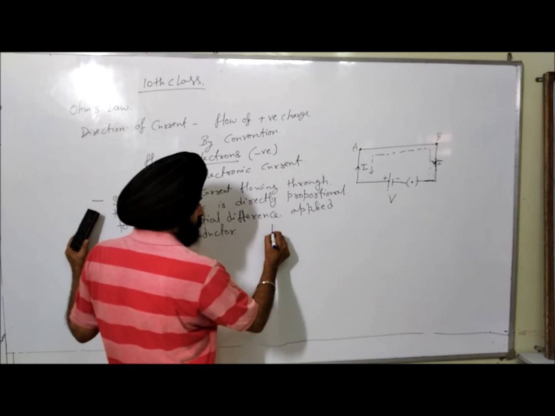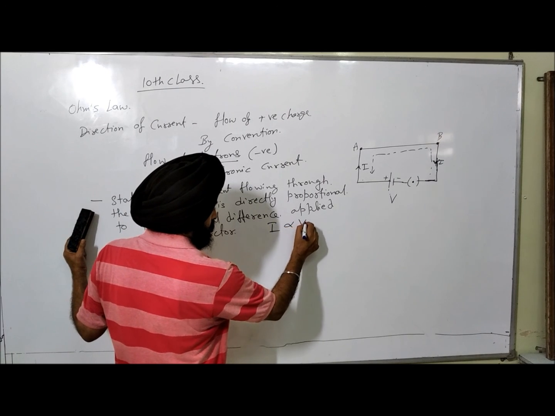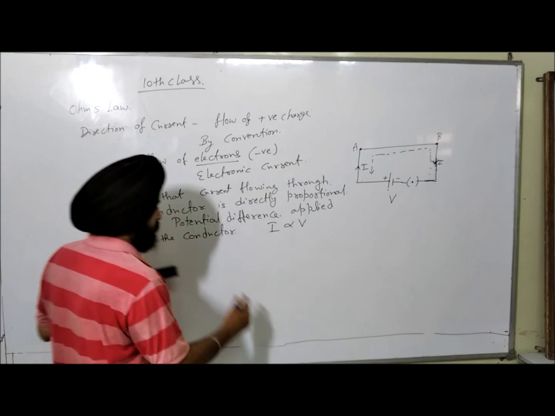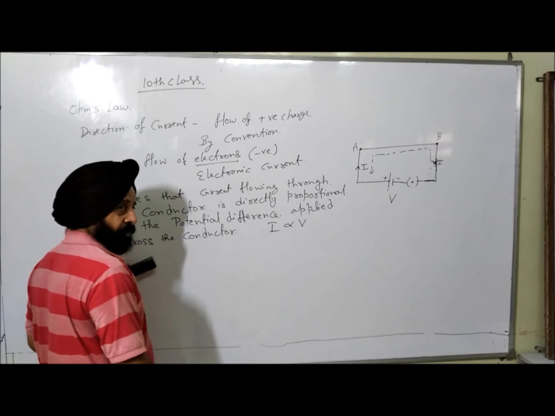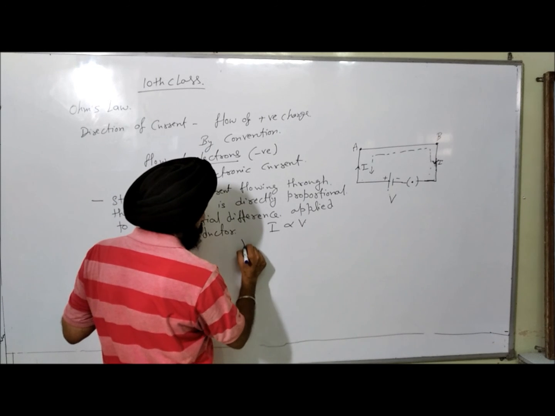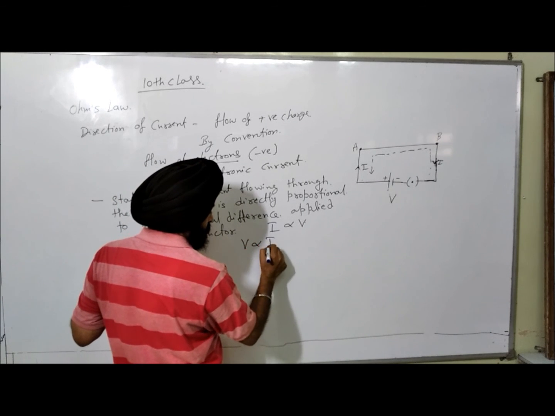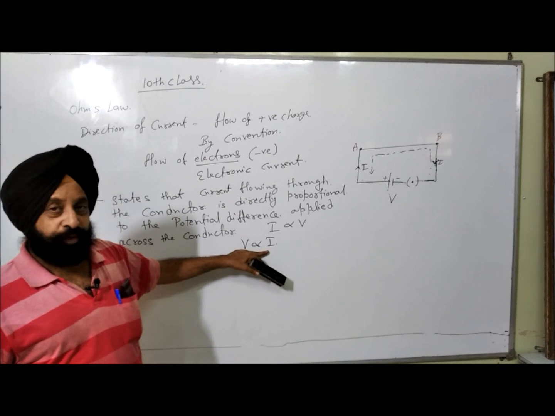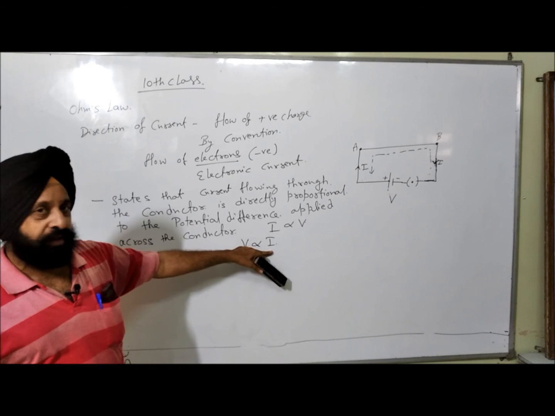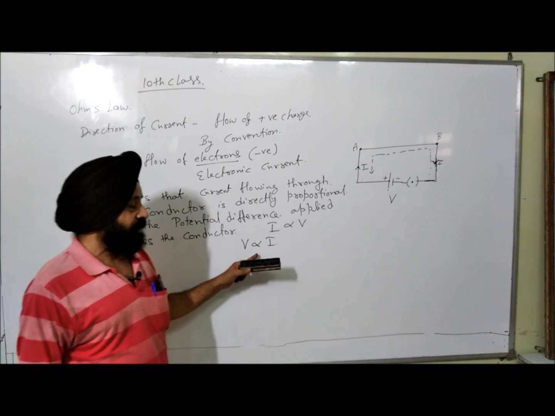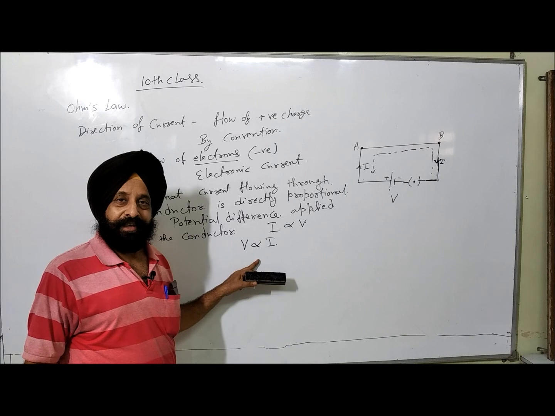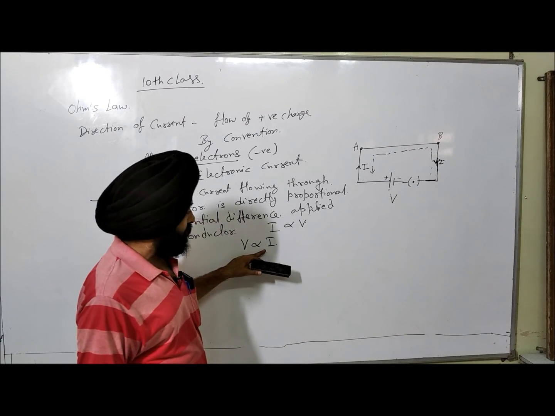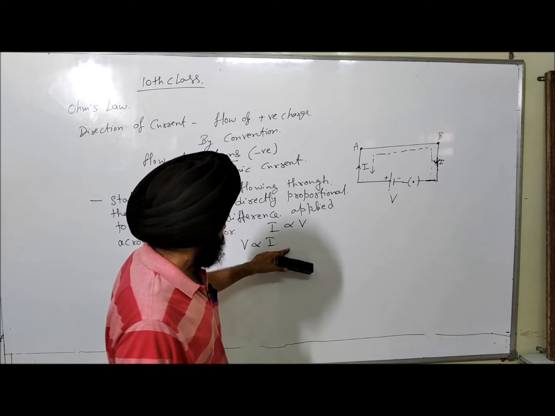So I is proportional to V, where V is the potential difference across the conductor and I is the current flowing through the conductor. That means V is proportional to I. The potential difference across the conductor is proportional to the current flowing through the conductor, provided the conditions of temperature and pressure remain constant.